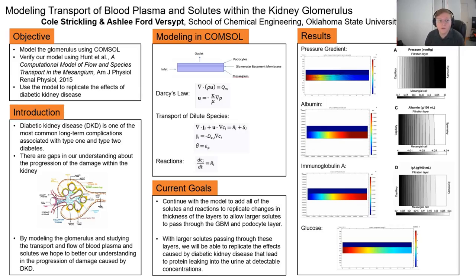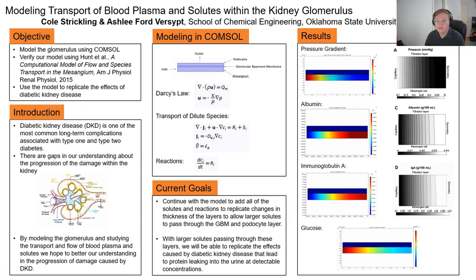Hi, my name is Cole Strickling, and this is modeling transport of blood plasma and solutes within the kidney glomerulus. So the objective of this project was to model the glomerulus using COMSOL, and then verify our model using another published model, and then lastly use our model to replicate the effects of diabetic kidney disease.